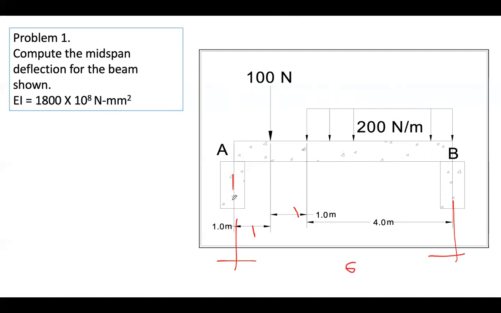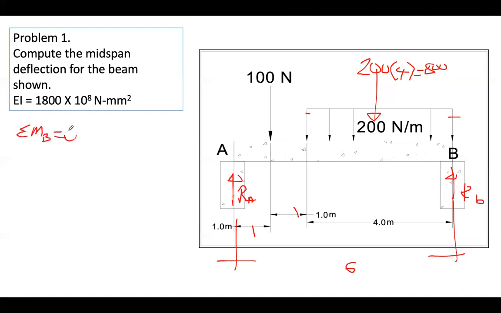So better to calculate first the reactions. So RA, and this is RB. Compute RA and compute RB. This becomes the resultant, right? 200 times, the resultant load I should say for this load, from here to here, times 4. That becomes 2 times 4, which is 800. So if we take moment at B, equals to 0, clockwise is equal to counterclockwise. What are the clockwise forces? RA first. RA times 6.